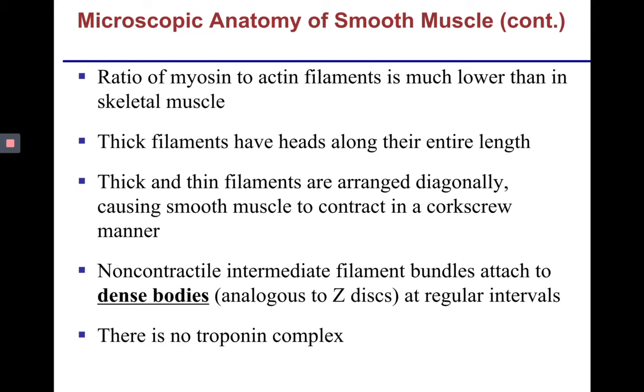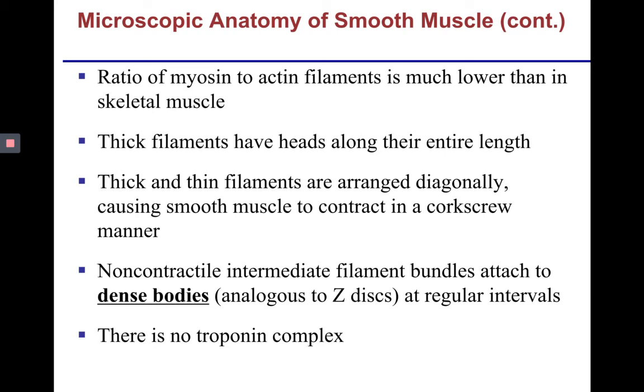But the ratio of myosin to actin is going to be much lower than we saw in skeletal muscle. So still present, just not in as much abundance. The thick filaments and thin filaments are still going to have to form a cross bridge in order to cause contraction, but their arrangement is diagonal, meaning that when smooth muscle contracts, it contracts in a corkscrew manner.